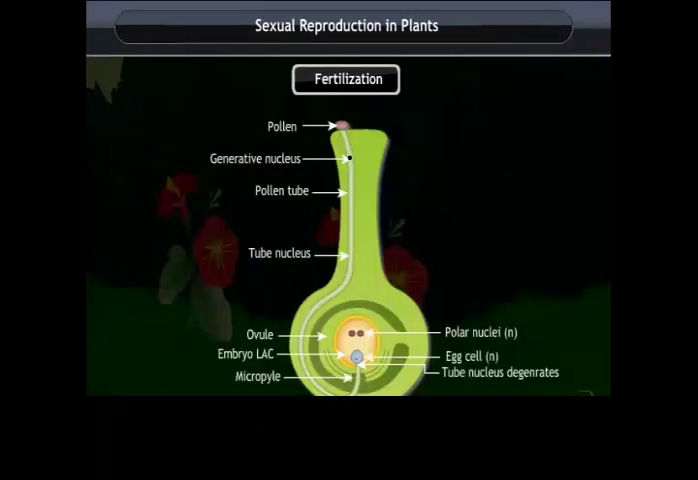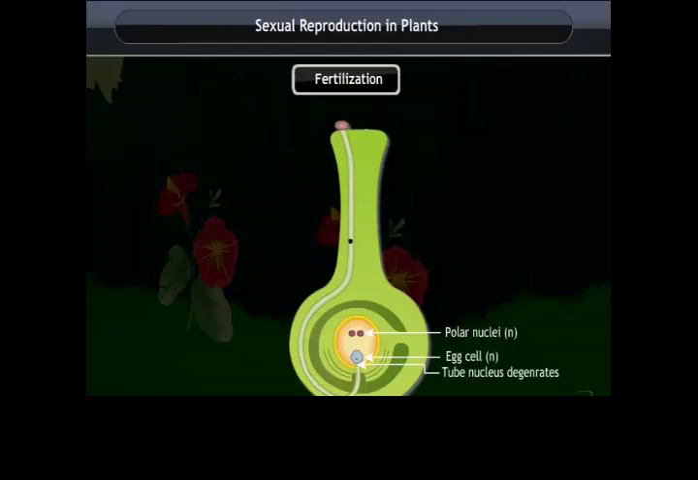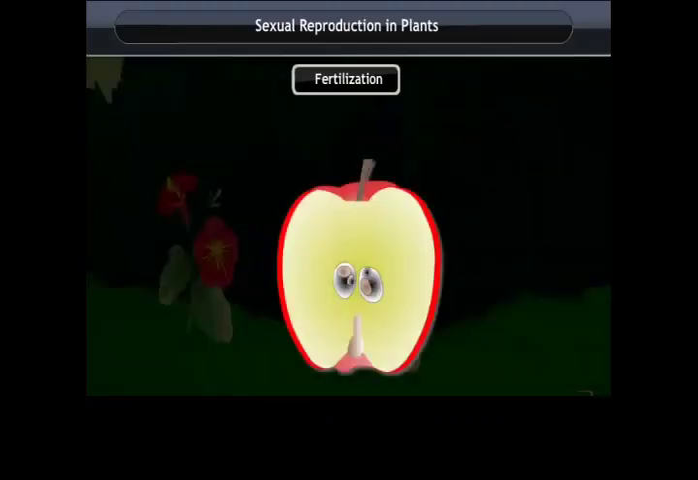This transfer of pollen from one flower to another is achieved by agents like wind, water, or animals. After the pollen lands on a suitable stigma, it has to reach the female germ cells, which are present in the ovary, with the help of a pollen tube. The male and female nucleus fuse and form the zygote.